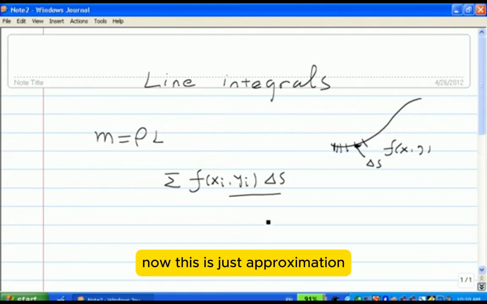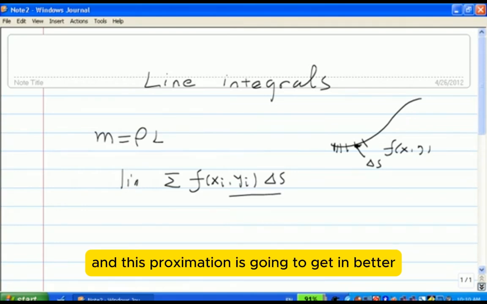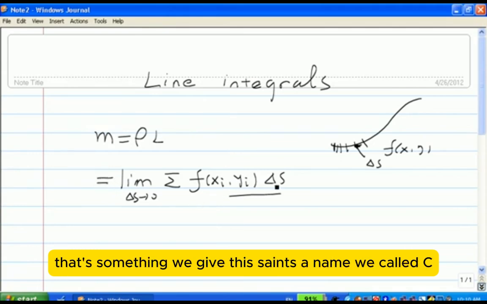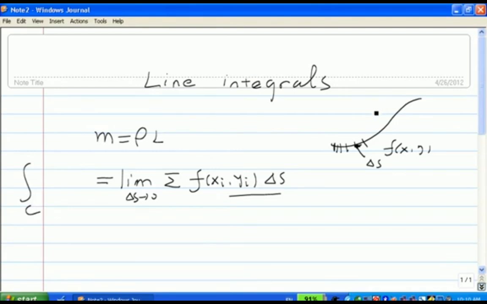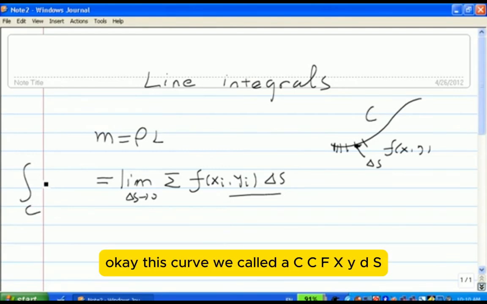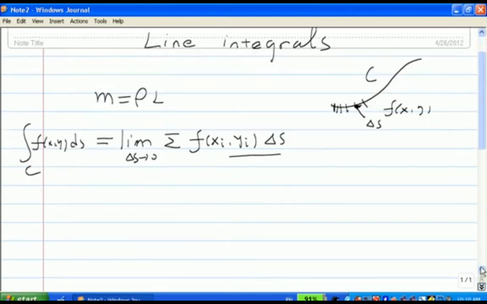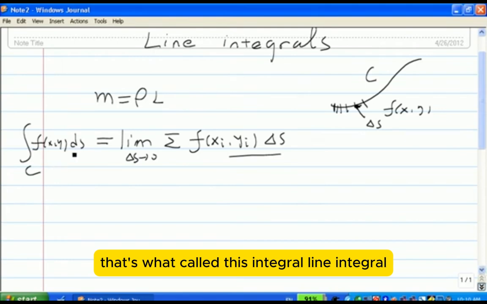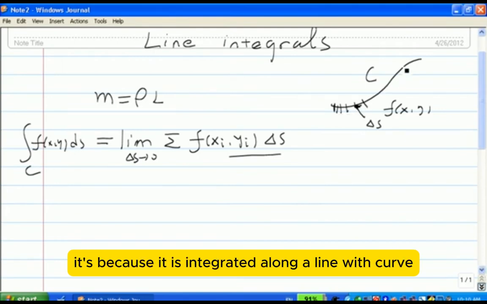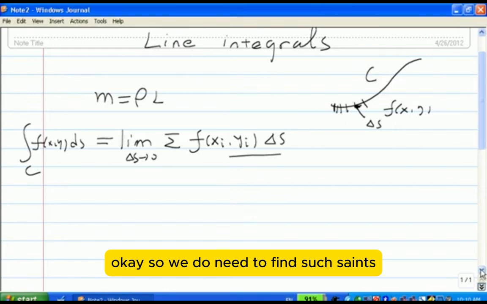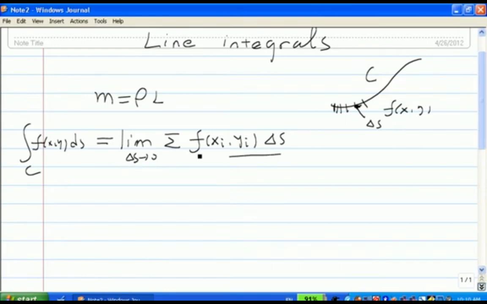Now this is just an approximation, and this approximation is going to get better and better if you let delta S go to 0. We give this a name. This curve we call C, and the integral over C of f(x, y) ds. That's what we call a line integral, because it is integrated along a line or curve. So we do need to find such things, which have been defined by this limit.